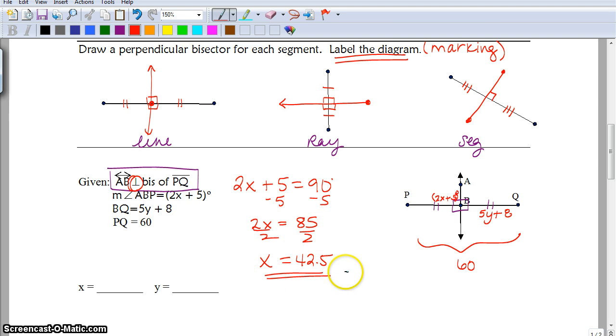Guys, please don't be afraid of decimals. I do think it's smart that you recheck your work and make sure you didn't make a mistake, but decimals are a friend, okay? They are fair game in any problem. So x is 42.5. Now I look for y.